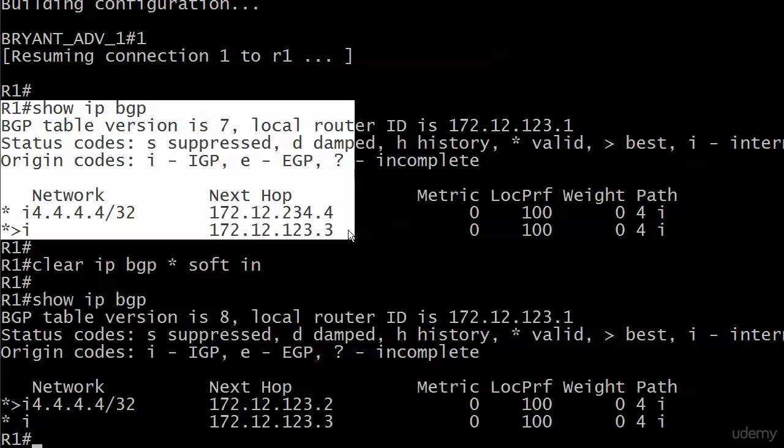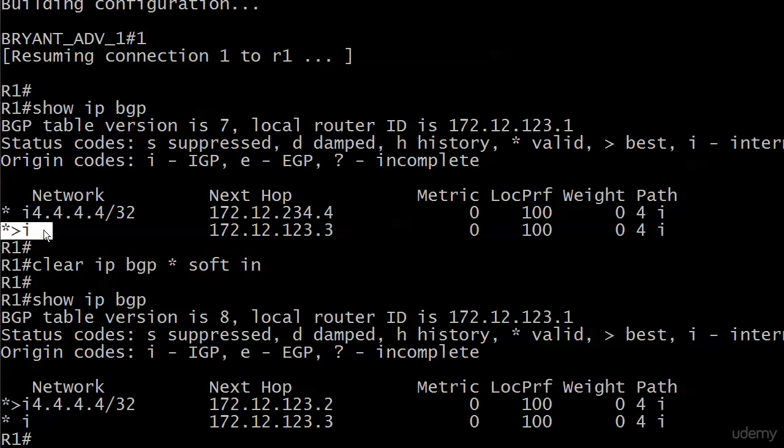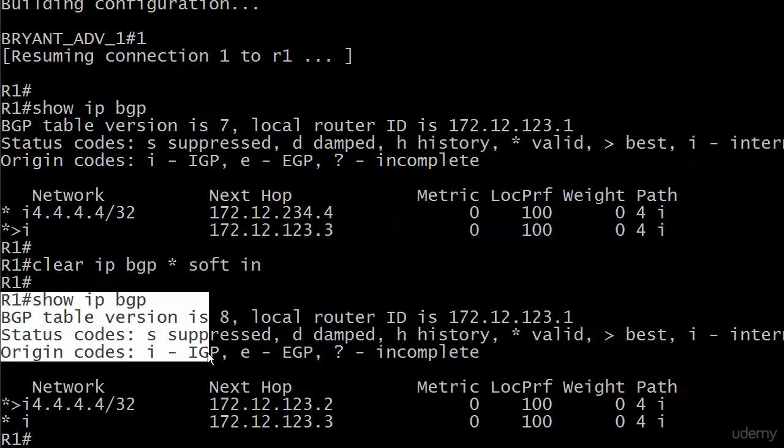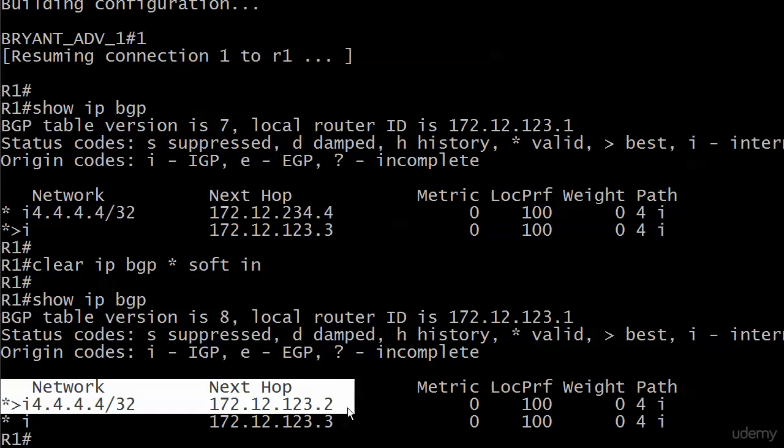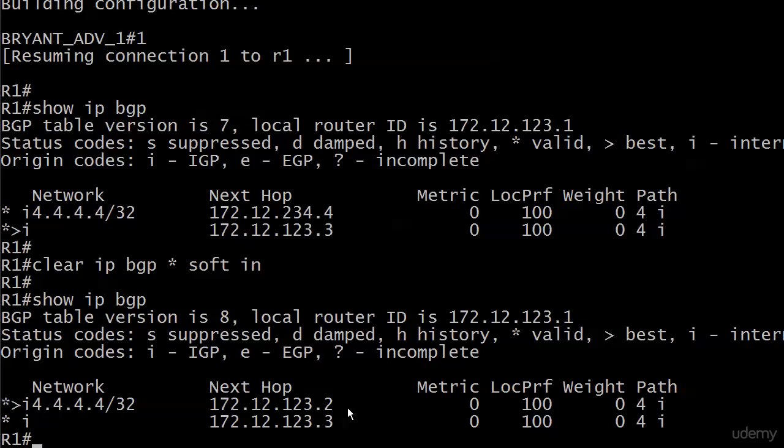So when we were getting that information of the next hop of 123.3 and 234.4, naturally valid and best was going to be this one for 123.3 as the next hop, because there's no way in the world it could be 234.4. We already know that. But once I did the clear and updated it with Router 2 and 3, notice that the valid and best is now 123.2. And what do you think the reason for that is?